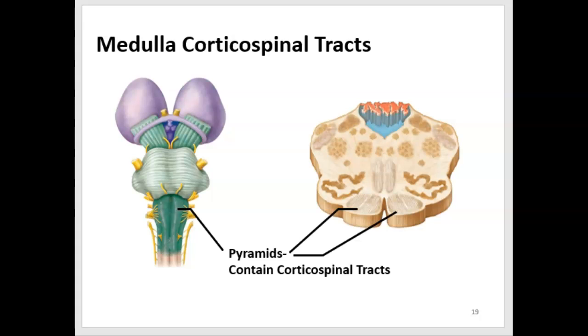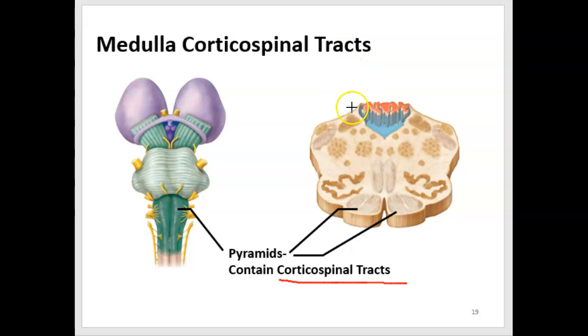The ventral surface of the medulla oblongata appears to be two kind of elongated bumps. These are called the pyramids. I'll erase that so you can actually see them. And this part of the medulla oblongata and the pyramids contain tracts of white matter called the corticospinal tracts.